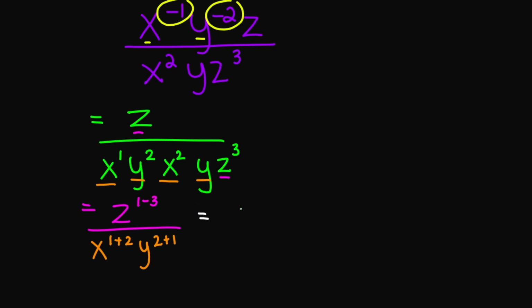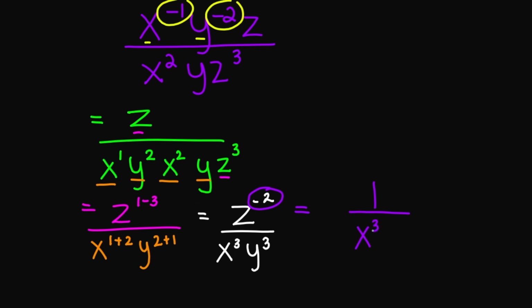Your numerator, you're going to get z to the negative 2nd power over x cubed times y cubed. And since I have my negative exponent here, I'm going to bring that down to my denominator. So this is going to be 1 over x cubed times y cubed times z to the 2nd power. And this is your final answer here.